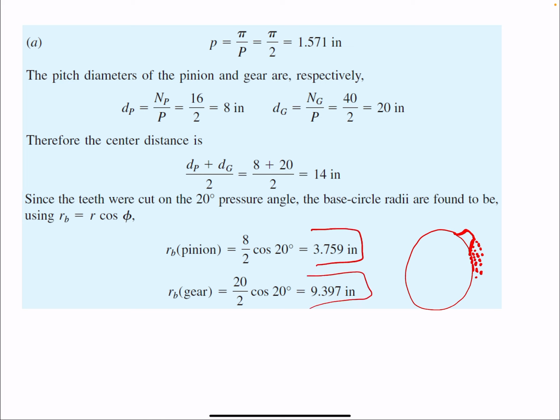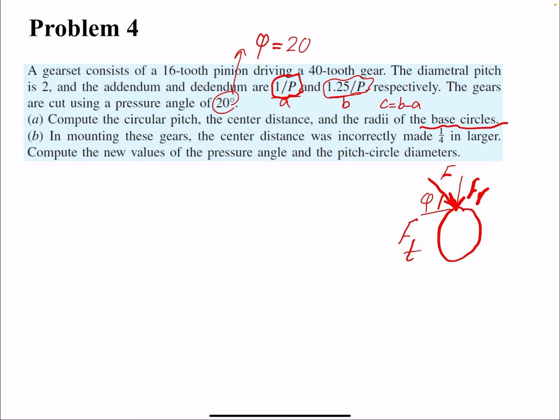The second part of the problem, let's go read part B. In mounting these gears, the center distance was incorrectly made 1/4 of an inch larger. So when we were placing the two gears, instead of placing them exactly correctly with the correct tolerance, we moved them a little bit apart.